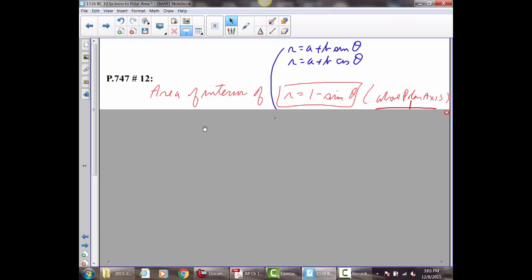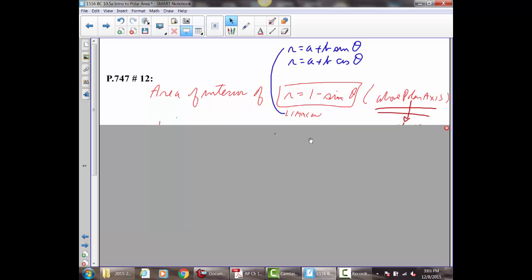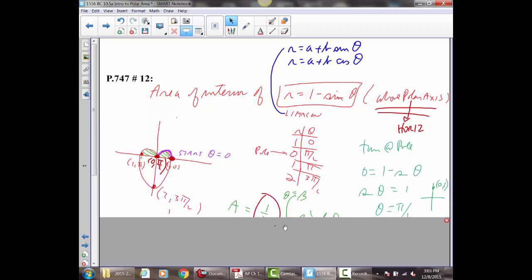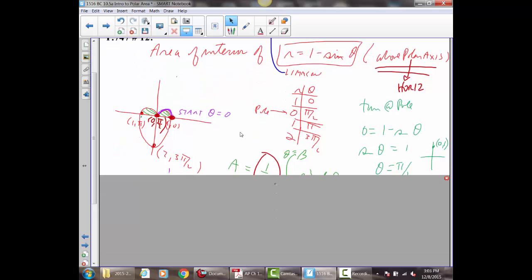Okay, number 12, find the area of the interior of r equals 1 minus sine theta. So we should recognize that as a limacon. We're going to plug in 0, pi over 2, pi, 3 pi over 2. When we do that, we actually get the pole. There are 4 intercepts, so it is a cardioid, and this is what it looks like. Now, this is a sharp turn. They want the area of the interior.